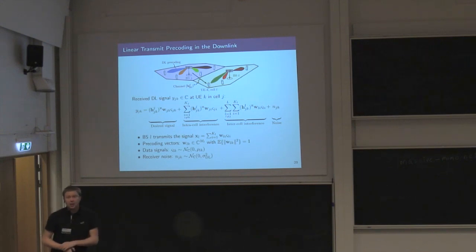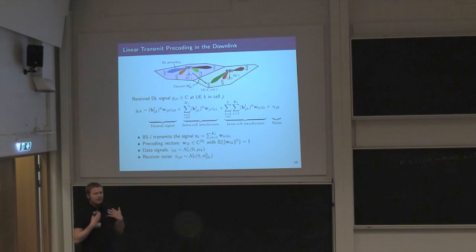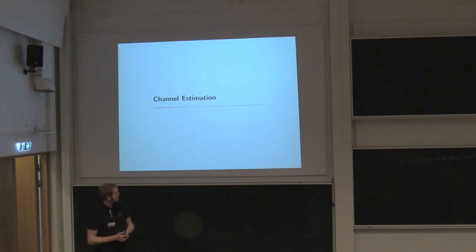So that is basically the model that we're going to use. So, model for uplink, model for downlink. Do you have any questions at this point? Otherwise I will move on and start using this model for channel estimation. Let's move on.